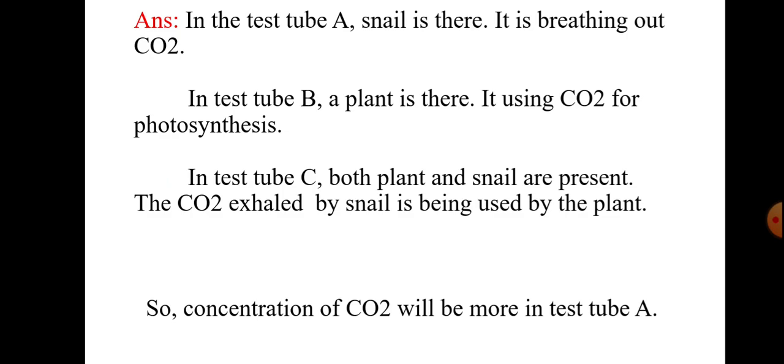Answer: In test tube A, only a snail is there. It is breathing out CO2. It inhales oxygen and exhales CO2. In test tube B, the plant is there. It is using CO2 for photosynthesis. In test tube C, both plant and snail are present. The CO2 exhaled by the snail is being used by the plant. So the concentration of CO2 will be more in test tube A.